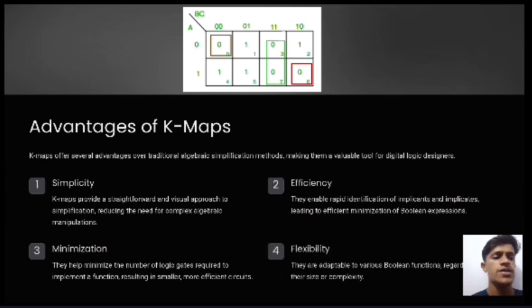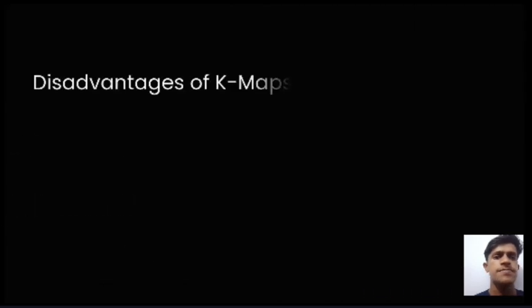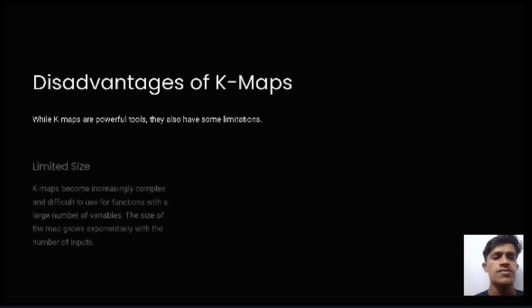Fourth, flexibility. They are adaptable to various Boolean functions regardless of their size or complexity. Next, disadvantages of K-maps. While K-maps are powerful tools, they also have some limitations.